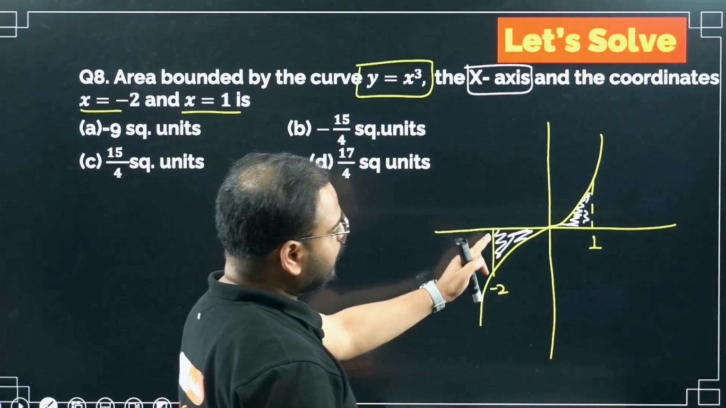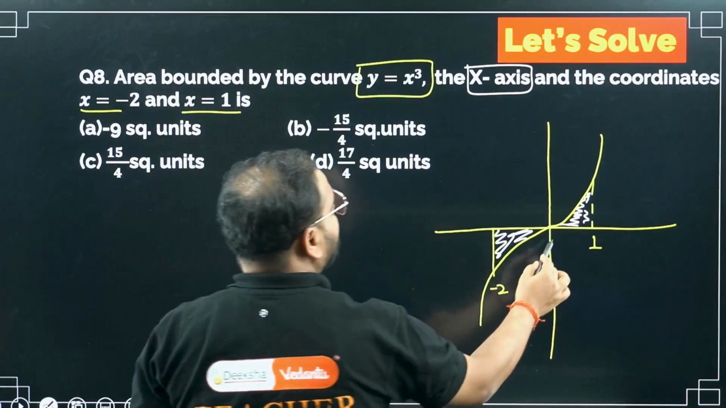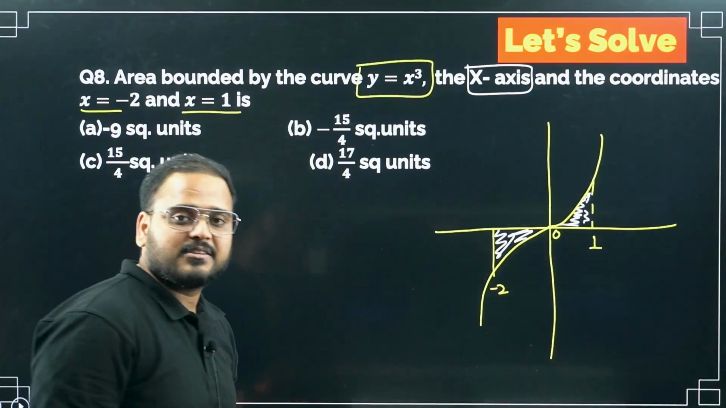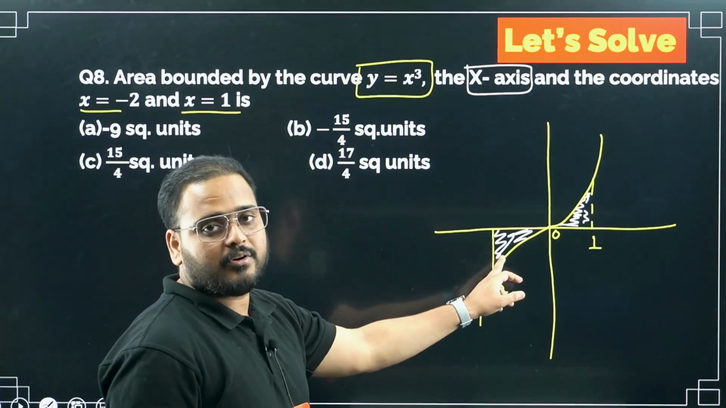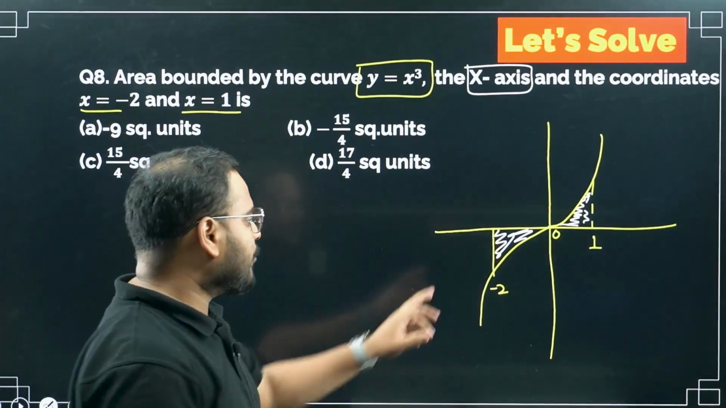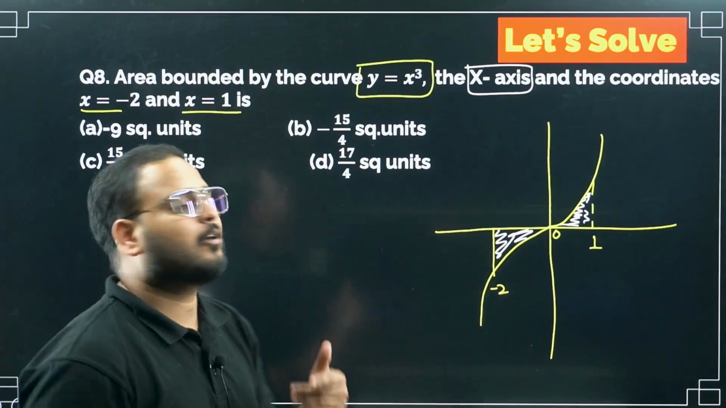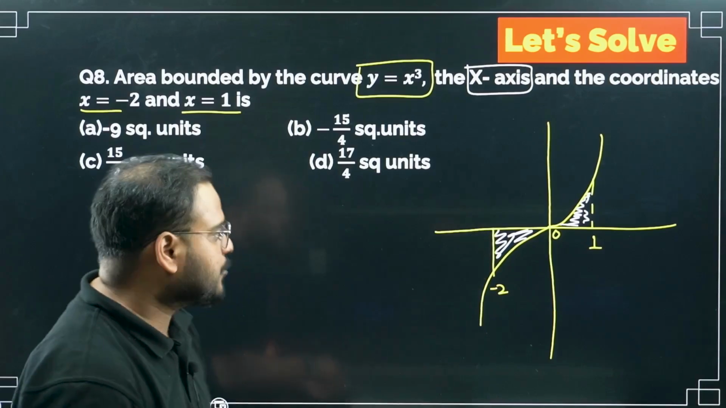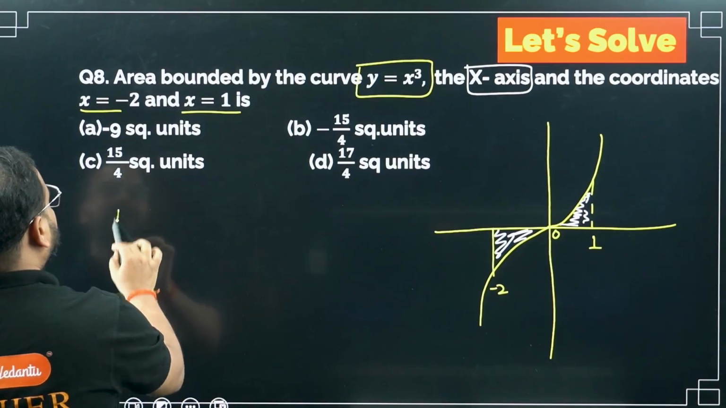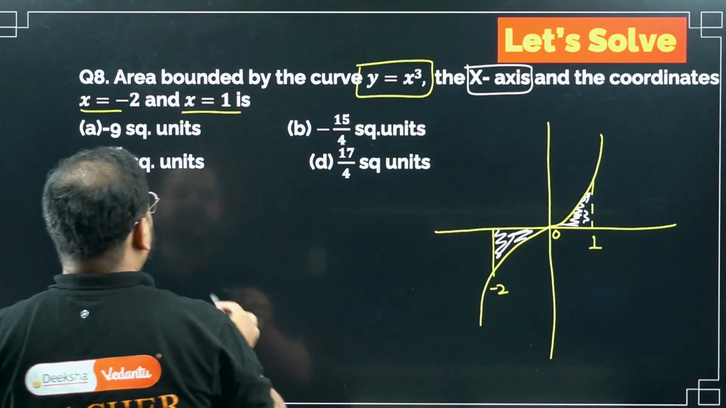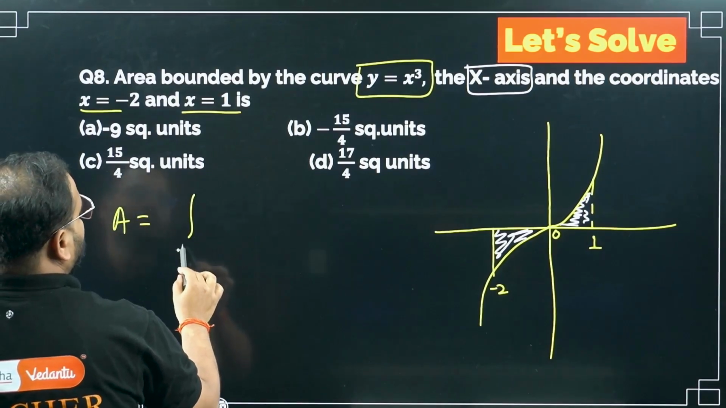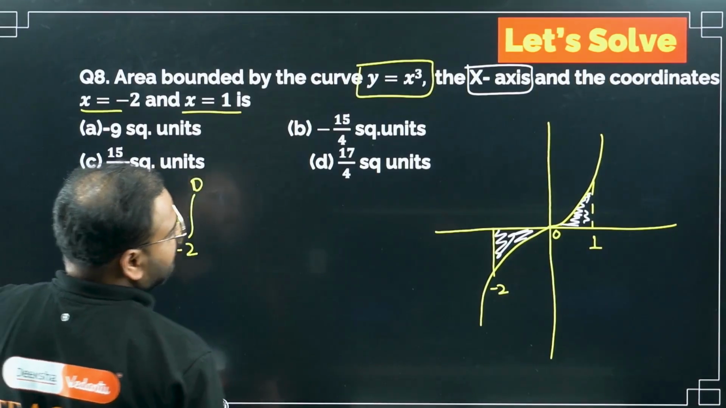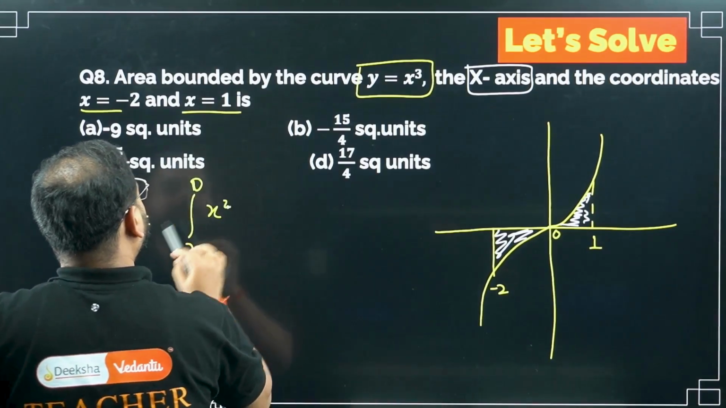Now moving on. I will have to break this integration into two parts. From where to where? Minus 2 to 0 and 0 to 1. Why, sir? Because I have to take a modulus to make this part positive too. I can't take the area to be negative, so we must take the modulus to make it positive. So my area A will become the integral from minus 2 to 0 of x cube only.